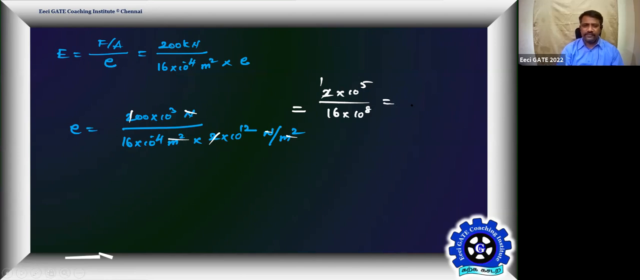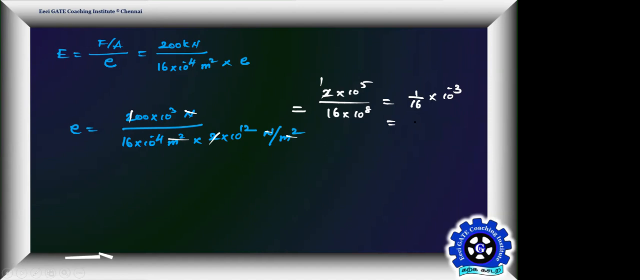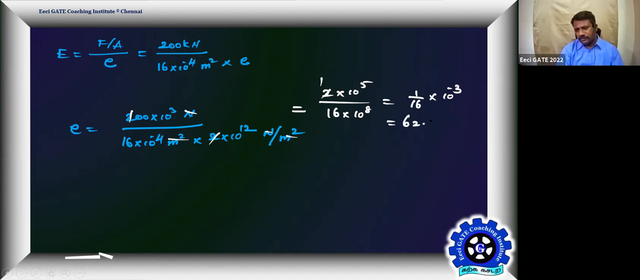Then you get 1 by 16 into 10 power minus 3. What is the number now? In micro, please get the resultant. What is 1000 by 16? 62.5. Fortunately, we're getting the same number again. Okay, fine, accept it. There is no other choice. Micro strain again. Getting all of you?